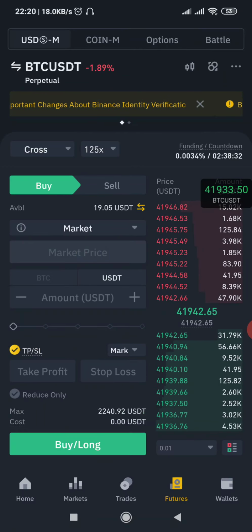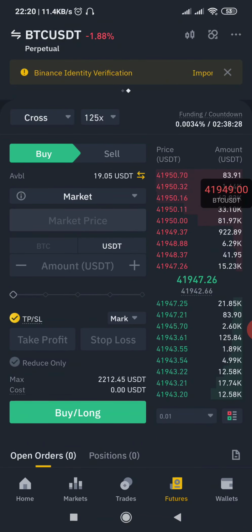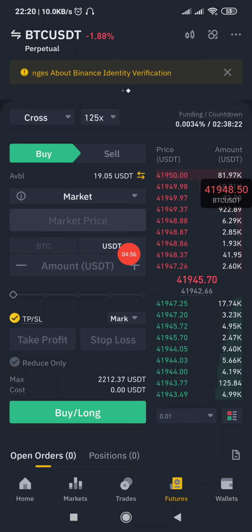Firstly, we'll use market. Let's use market first. So market is just immediately you press buy, the trade will just start running straight. Now that's that. Then the next one is this part here, BTC/USDT.